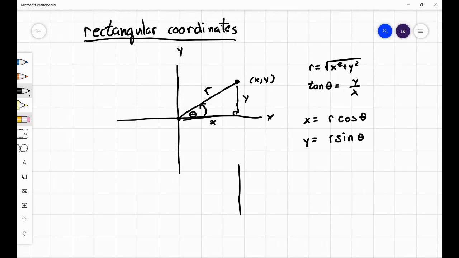Then if you add a third dimension, so you have the two-dimensional xy plane, and then the third dimension is z, where z is just going to be equal to itself, if you will.